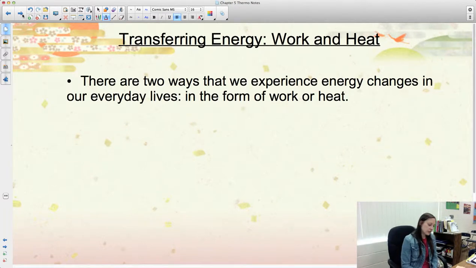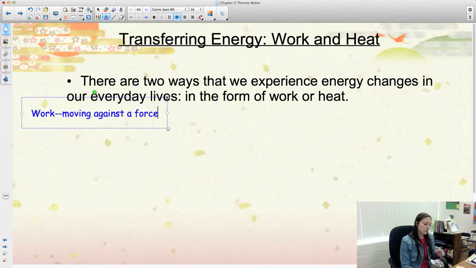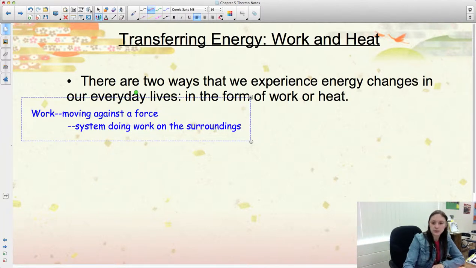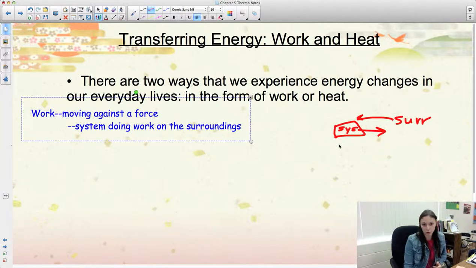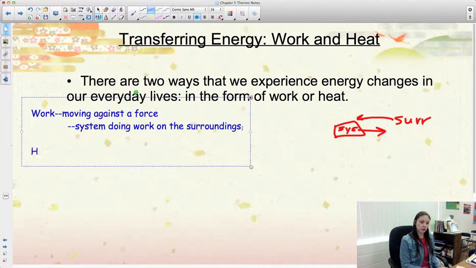When we want to talk about transferring energy, we're talking about either work or heat. Like I said before, work is moving against a force, and we often will talk about the system doing work on your surroundings. So if this is the system in the box, and everything else is the surroundings, if your system is doing work on the surroundings, that means this is doing work on that. If your surroundings is doing work on the system, then that means your surroundings is moving whatever system I'm looking at.